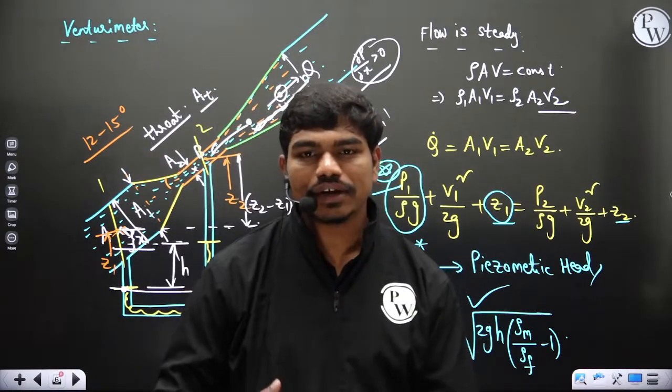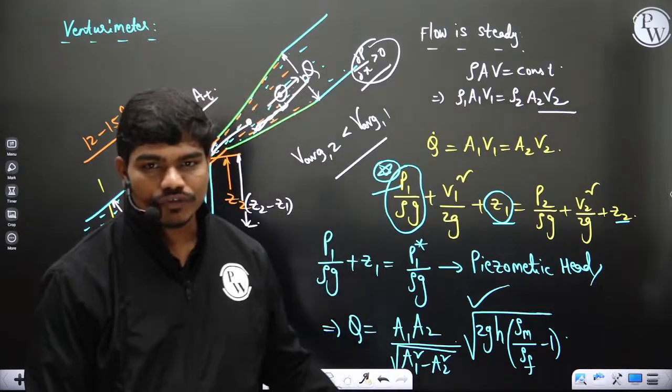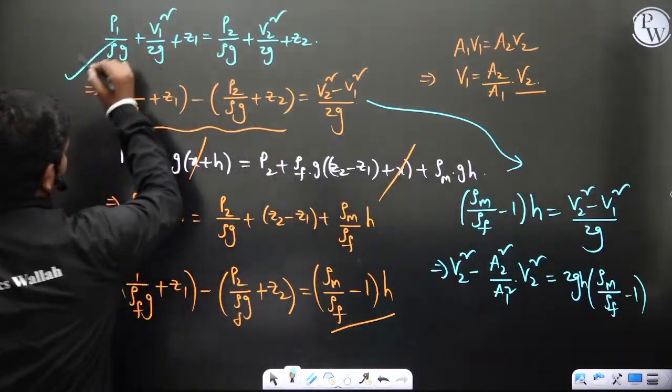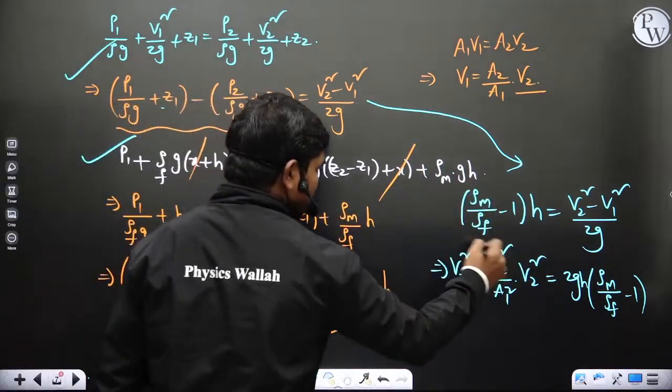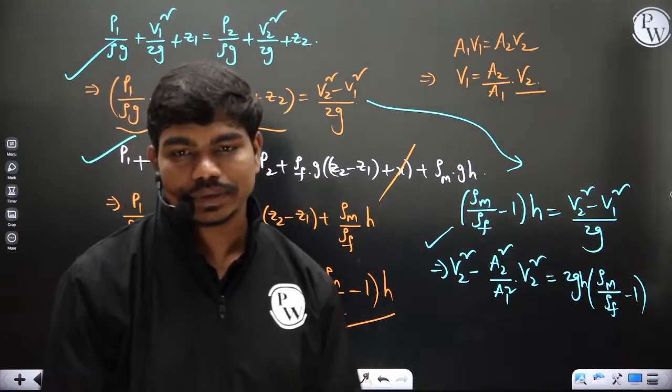Similarly you can calculate for orifice meter or flow nozzle meter, anything in general. Is this clear to all of you? It's a very simple phenomenon. Basically you apply Bernoulli's equation, then to get the pressure relation you use manometry, then to get the discharge you use continuity. That's it. If you put all these things together you will get the discharge equation.